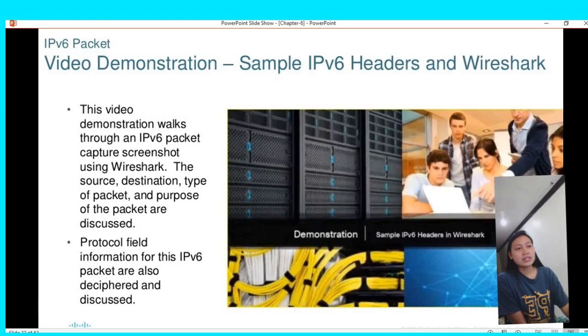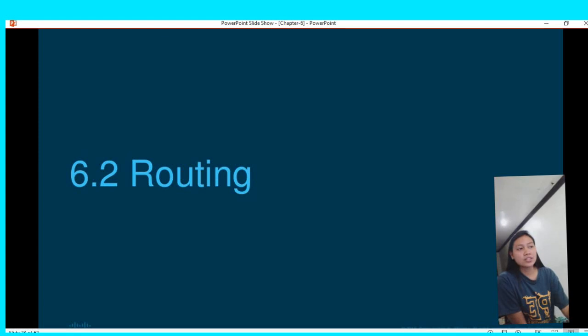Advantages of IPv6 over IPv4: the simplified header. One of these is a simplified header format for efficient packet handling. In the IPv6 packet header, the fields are version, traffic class, flow label, payload length, and lastly, the next header. We also have hop limit, source IPv6 address, and destination IPv6 address.